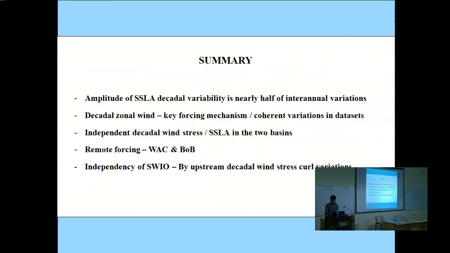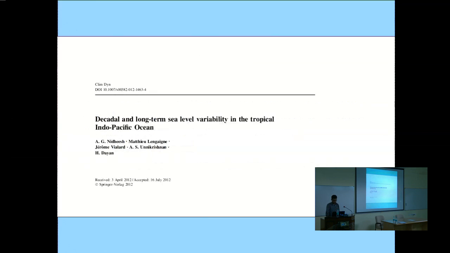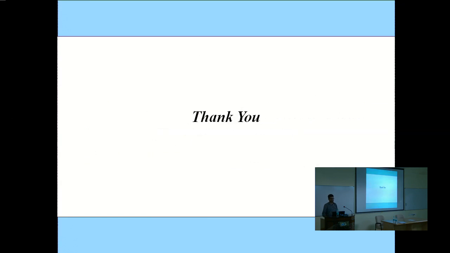So this is a summary. The amplitude of sea level decadal variability is nearly half of the interannual variations. The zonal wind stress is found to be the major forcing for the decadal variations in the tropical region. The decadal variability in the two basins is independent. The West Australian coast and the Bay of Bengal region are forced remotely, and the Southwest Indian Ocean also stands independent. If somebody wants more details, this has been published in Climate Dynamics. Thank you.